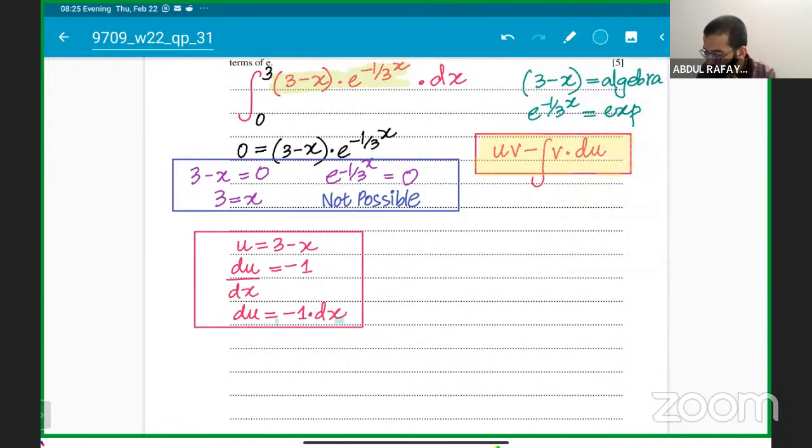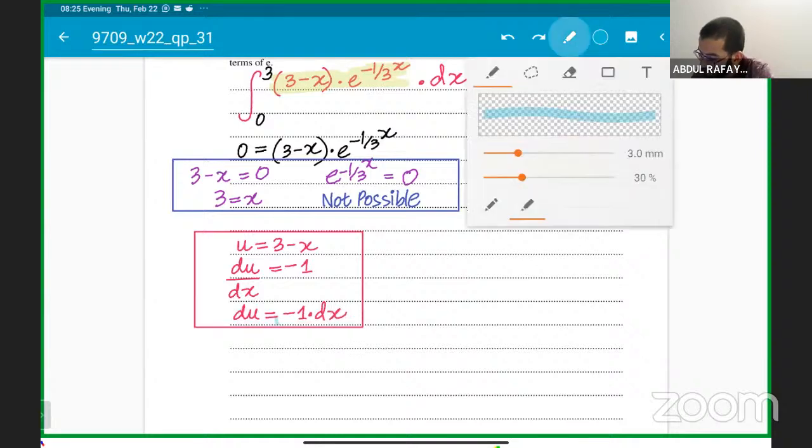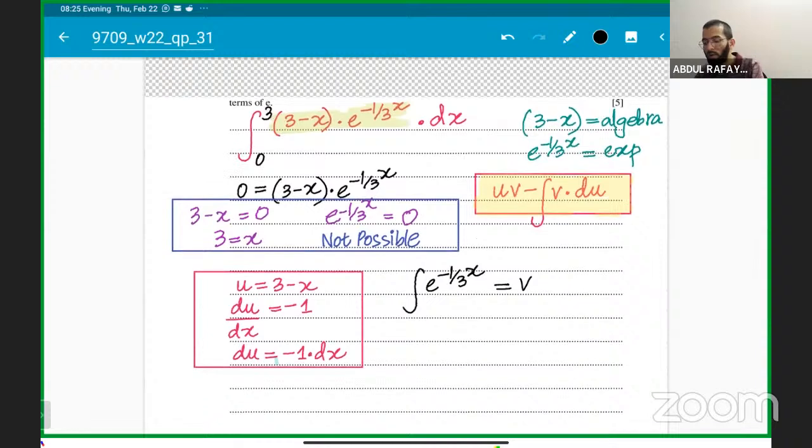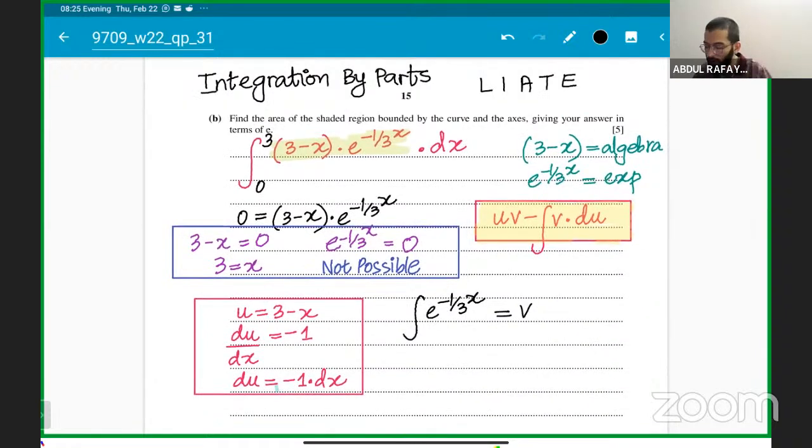Step number 1 is done. Again, we'll have to integrate now. Integrate the remaining thing, that is e power minus 1 over 3x, to get the value of v. You have to integrate first to get v, because that is what is left in the question now. I have removed the other part. What is the logic behind integration by parts, students? We remove 3 minus x, so we can easily integrate e power minus 1 over 3x. That's what we are doing.